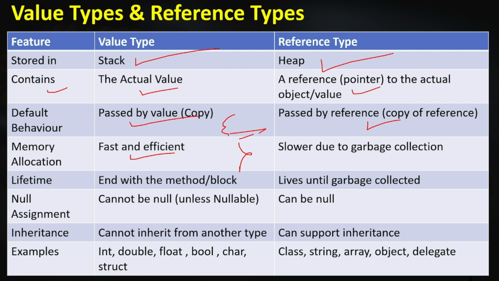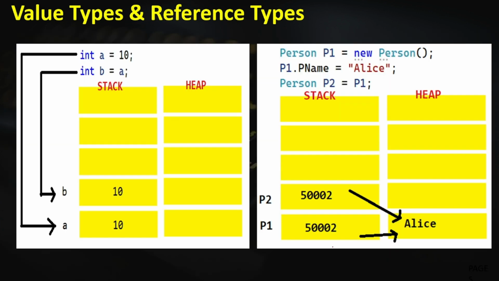Inheritance: a value type cannot inherit from another type, whereas a reference type can support inheritance. Examples of value types are int, double, float, bool, char, and struct. Class, string, array, object, and delegates are examples of reference types. Let's understand the same thing with an example.